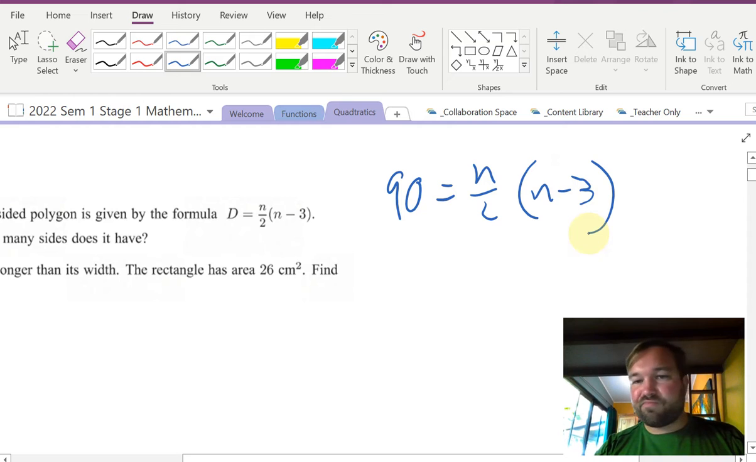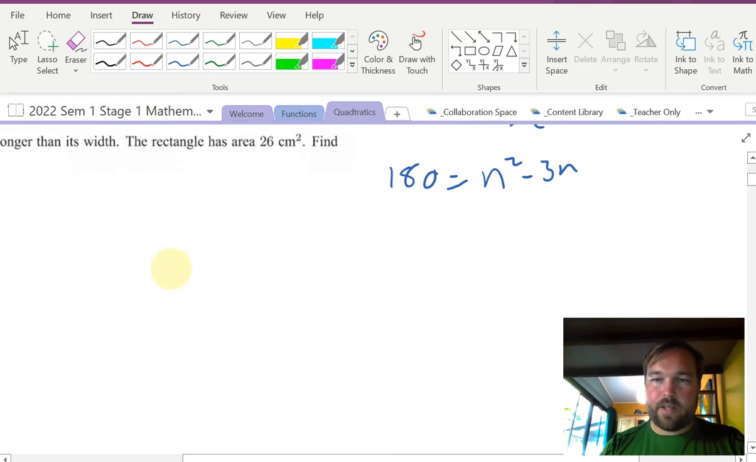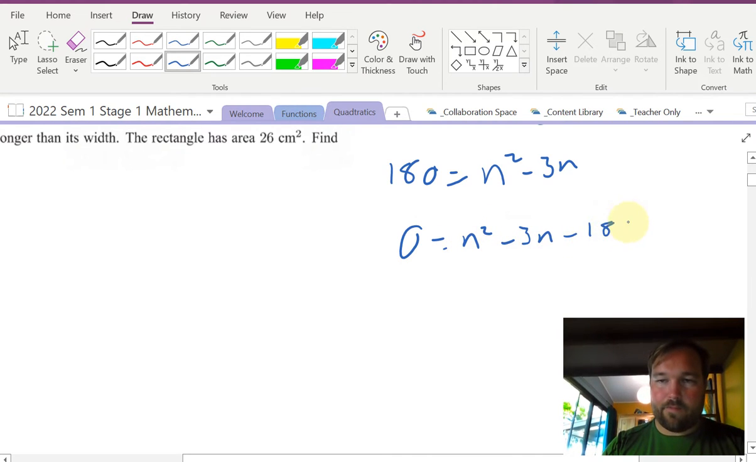Then we solve. Probably a couple of ways to solve, but I would start off by multiplying by 2. It's a common factor on this side, so we only need to do it once. The 2 goes up there. So 180 equals, and then I'm going to expand the brackets out, n squared take 3n. Then we're aiming in most circumstances to get 0 by itself. So 0 equals n squared take 3n take 180.